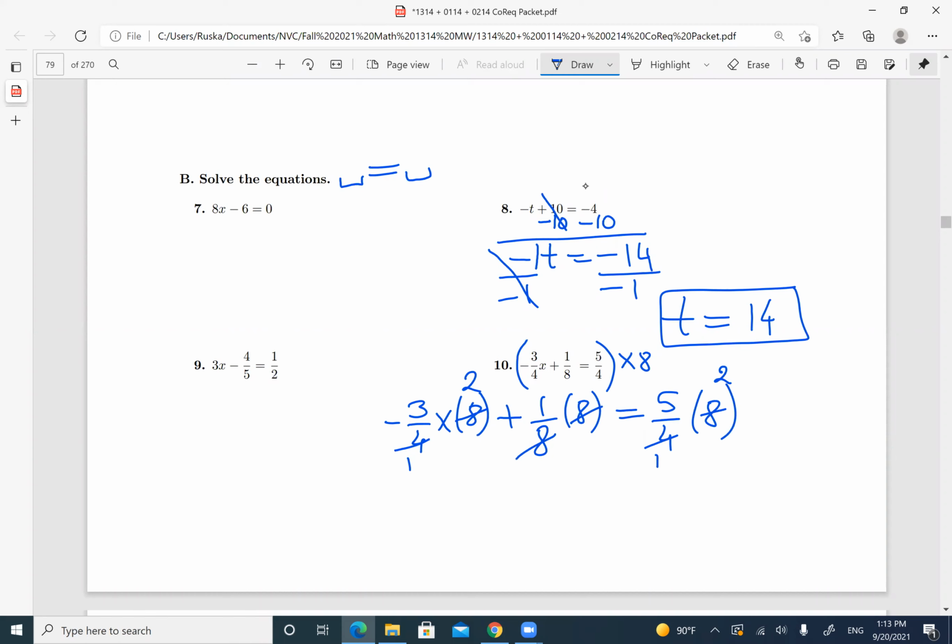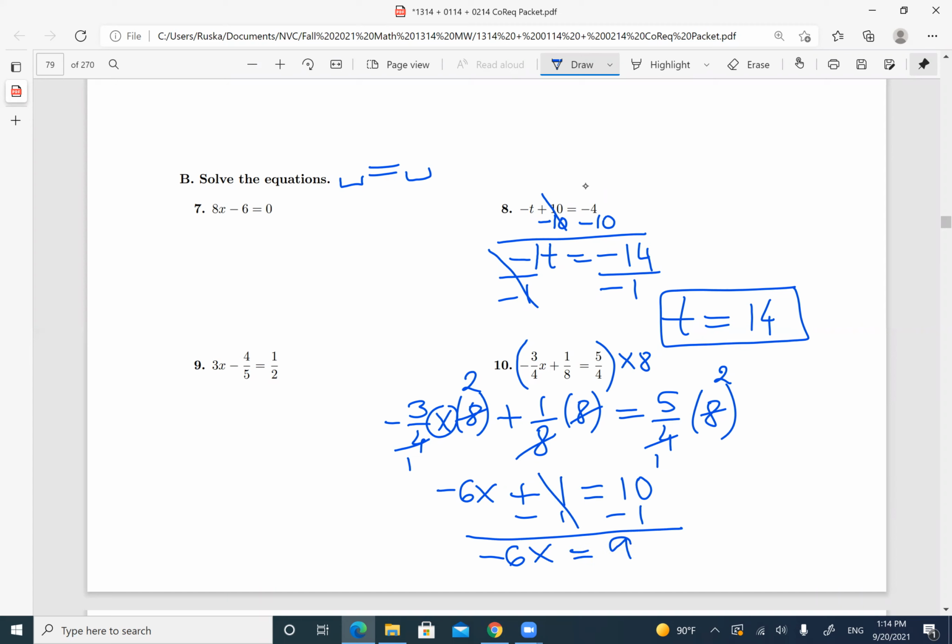And then you're going to write down what is left and solve it. So we have negative 3 times 2 is negative 6x. I have that x there, right? Don't forget the x. And then we have plus 8 and 8 cancel. So I have 1 left equals 5 times 2 is 10. And then we're going to subtract 1 from both sides to get x by itself. So I have negative 6x equals 9.